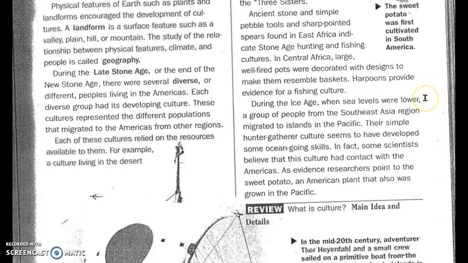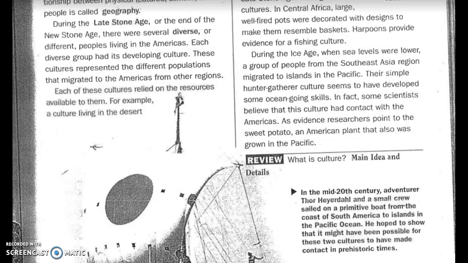During the Ice Age, when sea levels were lower, a group of people from the Southeast Asia region migrated to islands in the Pacific. Their simple hunter-gatherer culture seems to have developed some ocean-going skills. In fact, some scientists believe that this culture had contact with the Americas. As evidence, researchers point to the sweet potato, an American plant that also was grown in the Pacific.